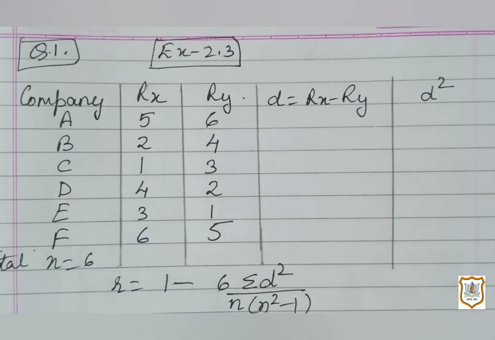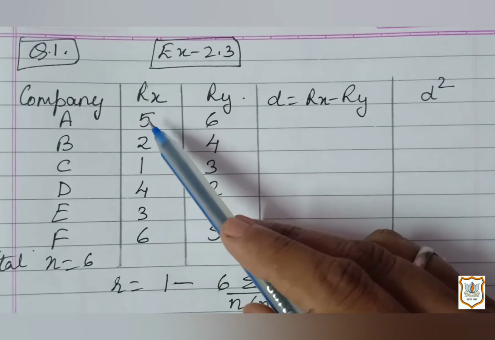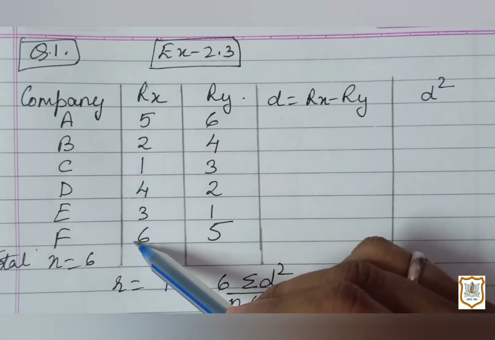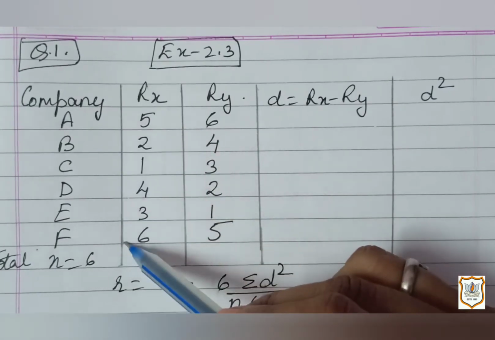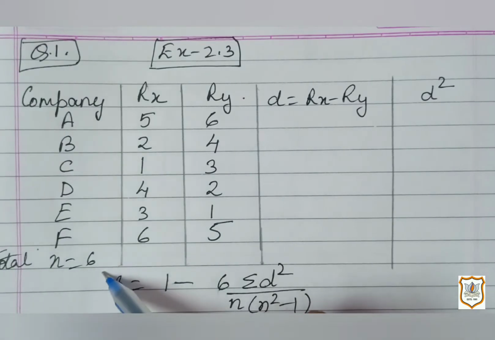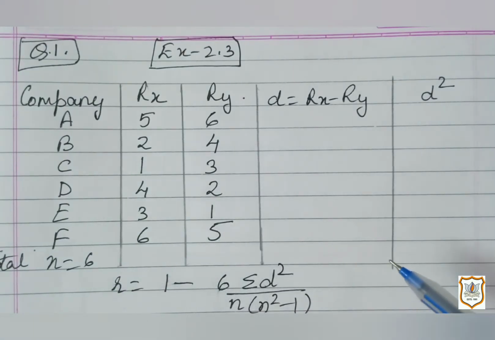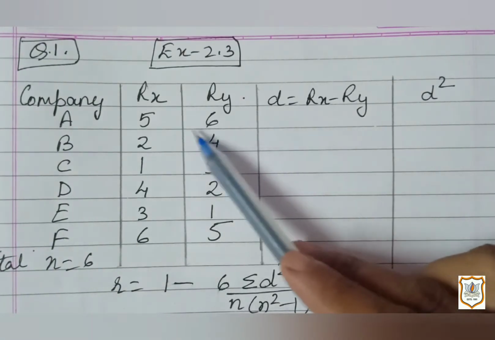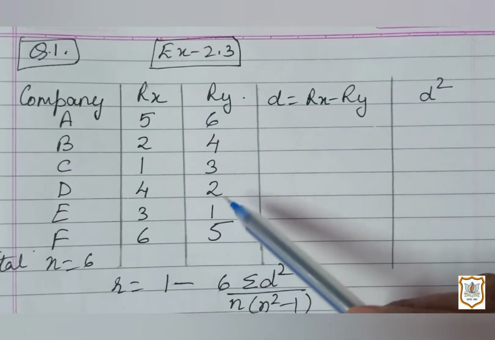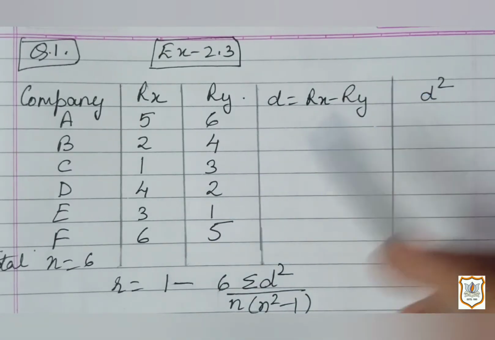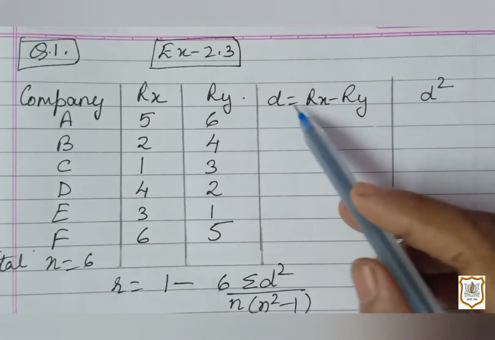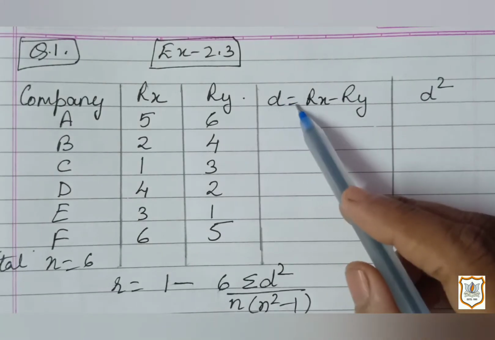Now the first step is that we have 6 observations, that is 6 companies. So n is equal to 6. Next, the ranks are given directly to us, so we are not supposed to give the ranks because they have already given them. We just have to find the difference, that is d.